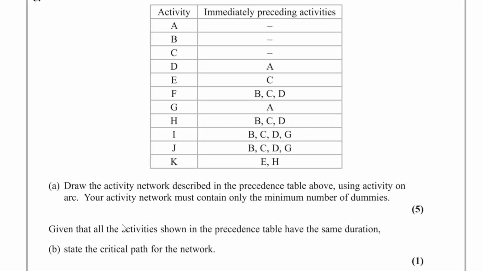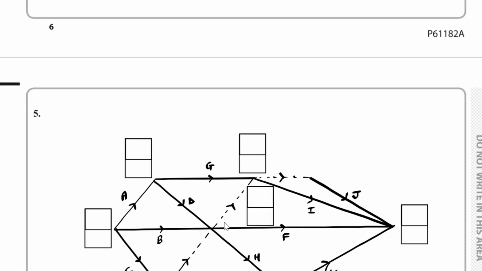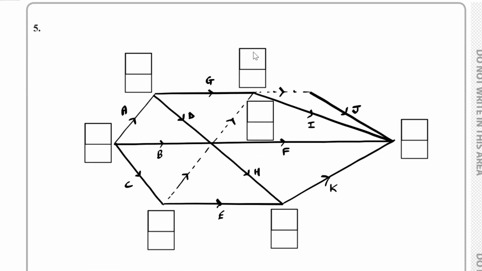Now for part B, given that all the activities shown in the precedence table have the same duration, we have to state the critical path of the network. Now, even though it's only worth 1 mark, I would recommend that you all draw out the diagram again, this time with the boxes showing the early times and the late times, okay? So perhaps if we write this down, if you think about this in terms of numbers, it would make your life a bit easier. So let's just write down an example with numbers.